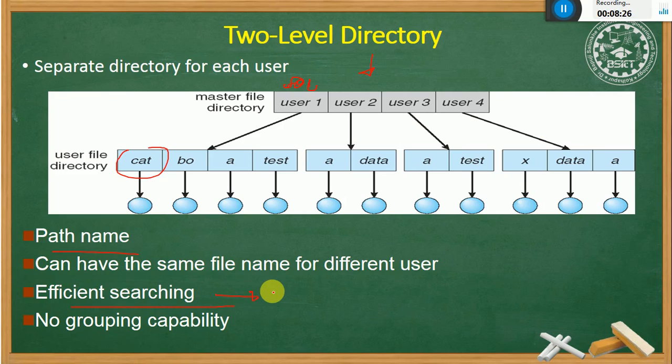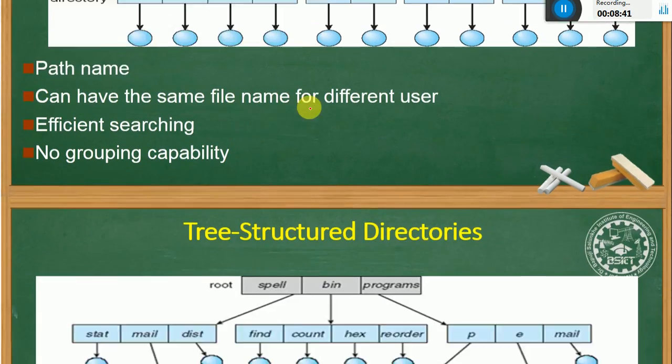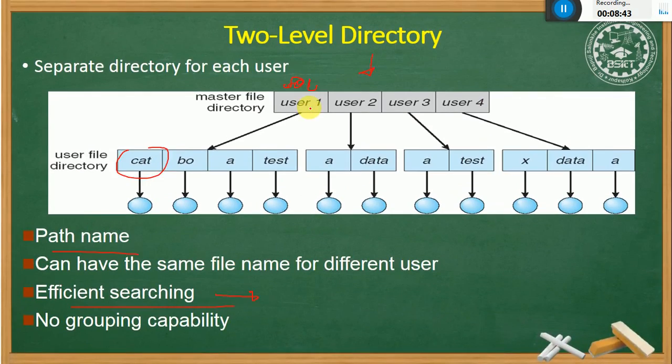Okay, path naming is very simple. We can have the same file name for different users. Okay, so it is very important. In user, for that purpose we can go back and have some discussion.